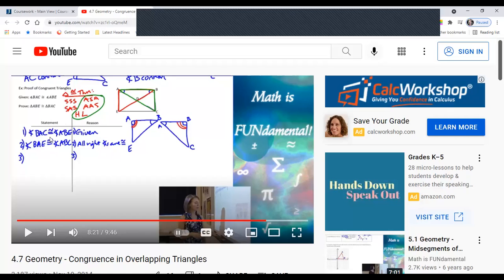And the angle given is the same. So this angle and this angle are the same. And then angle PAE is congruent with ABC because they are both right triangles.